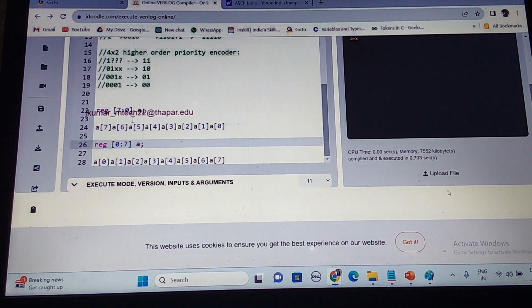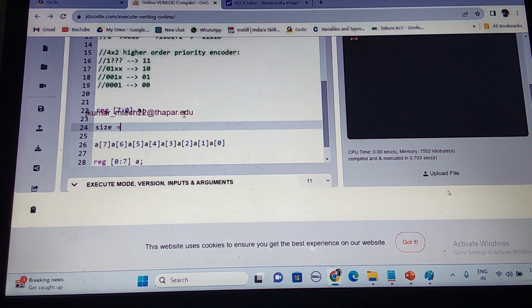Now how to find out the size of this one? What is the formula to find out the size of the vector? Which one is the most significant bit here? Least significant bit is 0. So you should take absolute values of this. Absolute values of 7 plus 0, I can write how to find the size is MSB plus LSB plus 1 or minus 1? Plus 1, correct?